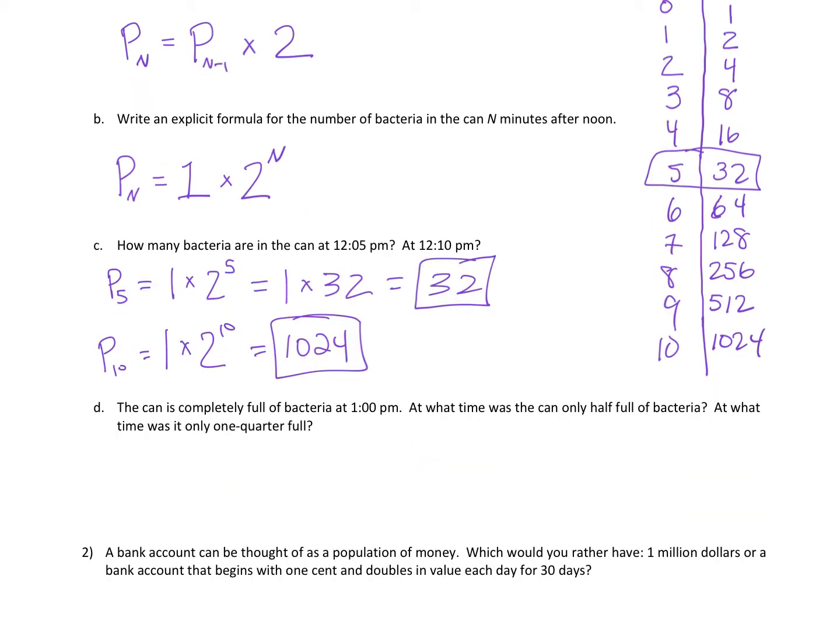The can is completely full of bacteria at 1 p.m. We don't know how many, we just know that it's full. At what time was the can only half full of bacteria? Well, we know that the bacteria population doubles every 1 minute. So if it was full at 1 p.m., 1 minute before that, it was half full. So it was half full at 12:59, because it only takes 1 minute to go from half full to full, because it would double. All right, and then at what time was it only a quarter full? 1 minute before 12:59. A quarter full at 12:58.